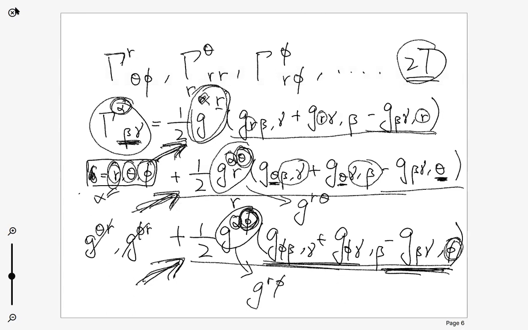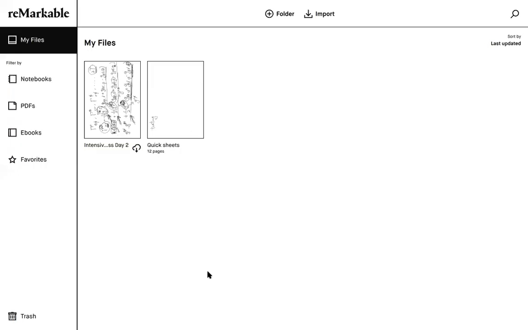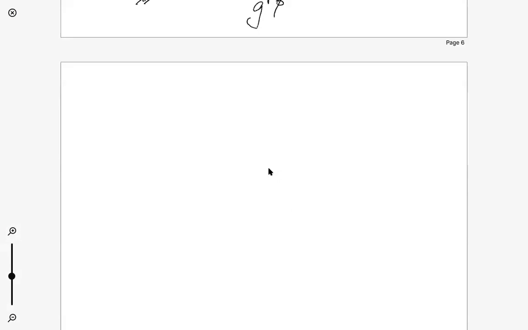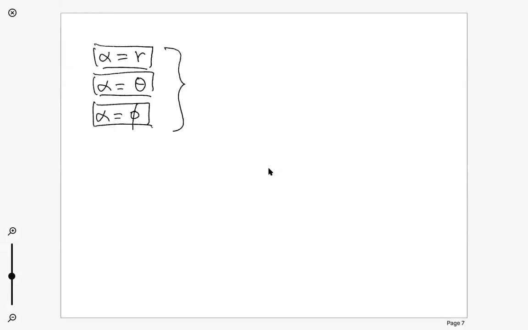Okay, I'm not sure why my new page hasn't come up yet. Okay. Yeah, 3 big cases. Okay, I hope that you understand what I'm doing now. So let's consider the first case when alpha is equal to r.